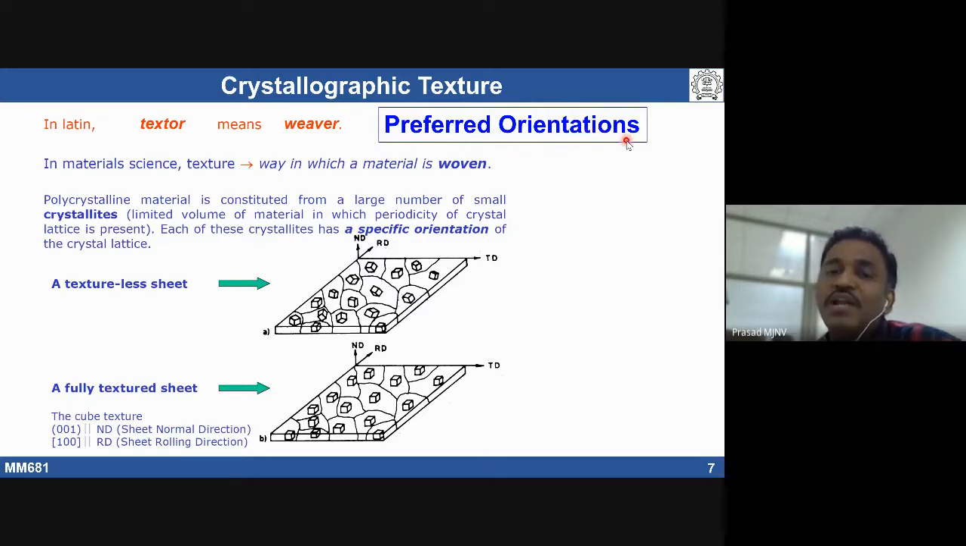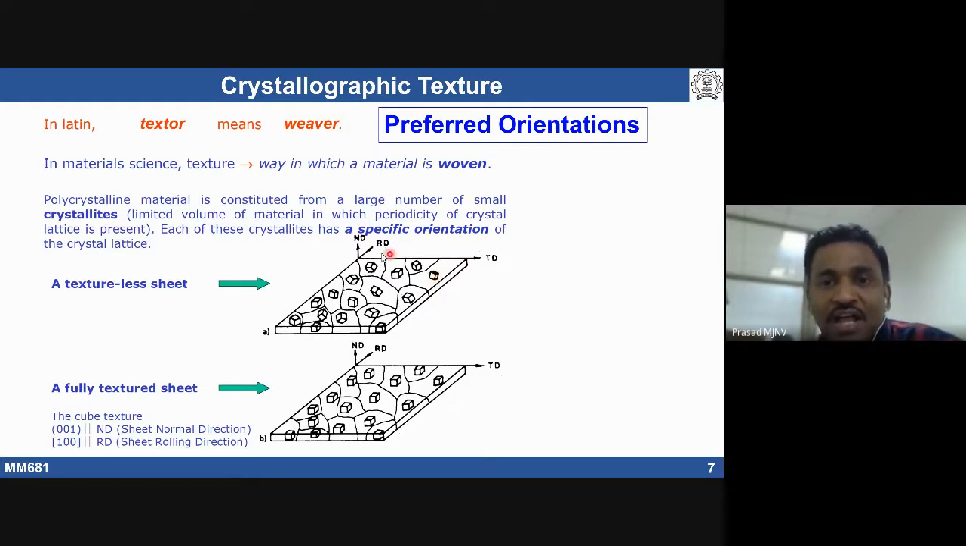Preferred orientation means that the major part of the grains will be oriented in a particular orientation with respect to your sample direction. So what we have is a crystal structure, which has its own crystallographic system, with directions and planes.